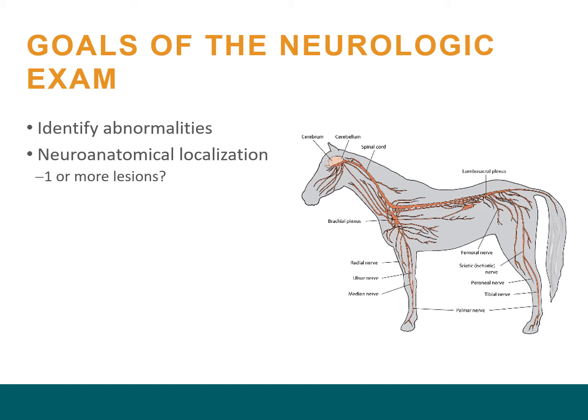Then once we have that list of abnormalities, we can look at it and say, okay, are these associated with the neurologic system? And if so, can we localize them? This is the part that always wants to give everyone a seizure, this term of neuroanatomical localization. But really don't let it scare you too much. We're going to try and simplify it here.